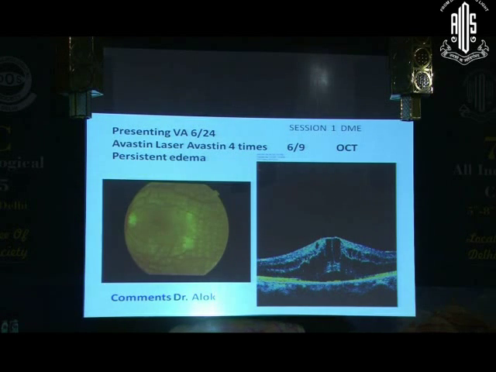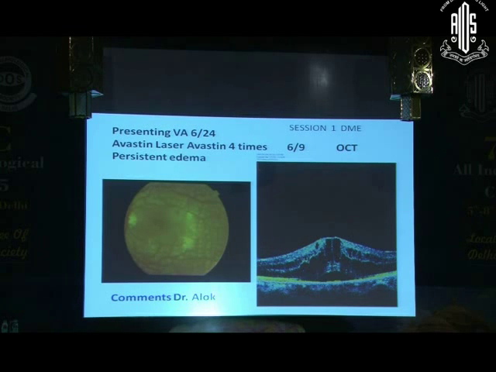Let me put another case example. This patient presented to us with a visual acuity of 6/24. We injected Avastin, did a laser, and visual acuity improved to 6/9, but this kind of OCT picture persisted. We injected Avastin 4 times more, but this picture will not change. May I have comments from Dr. Alok?